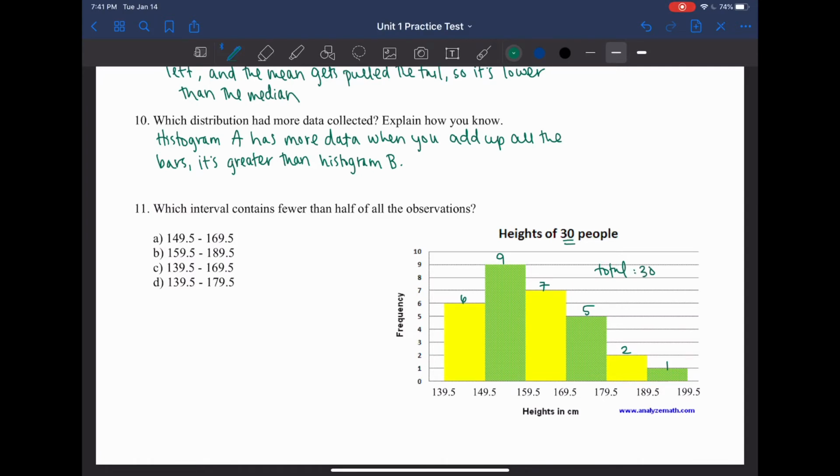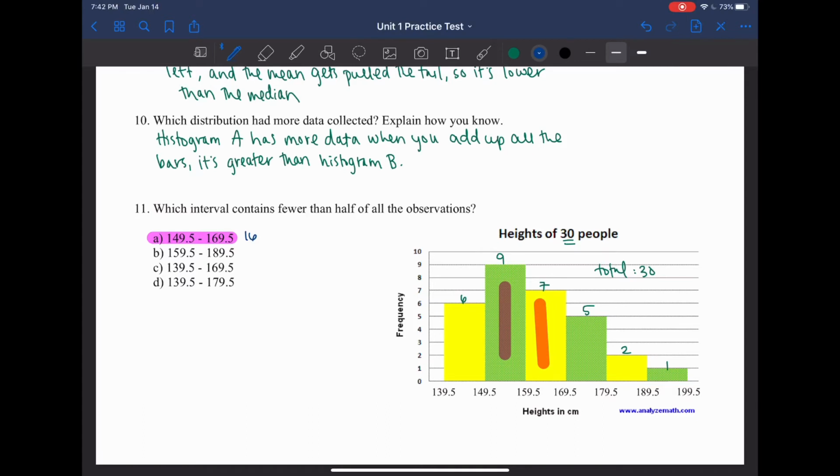So now we're going to look at the intervals. So the first interval is between 149 and 169. So I'm going to highlight that in pink. So 149 and 169 would be these two bars. So that's 16. So that's more than half, since half would be 15.